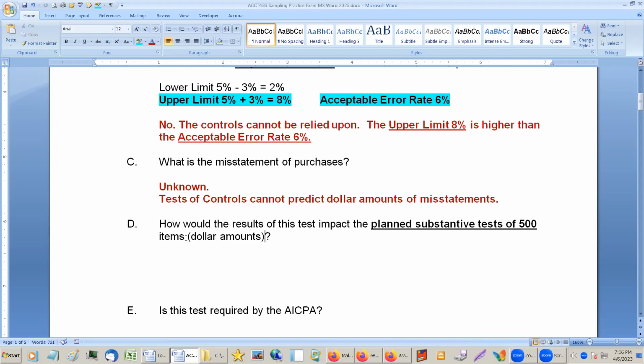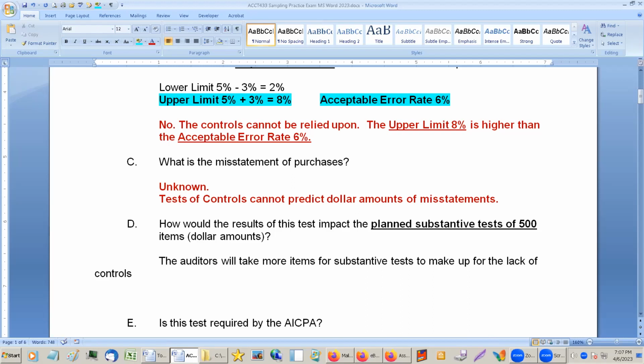Oh, come on, flip a coin. More or less? More. Yes. Yeah, so we will take more items for substantive tests to make up for the lack of controls. You do test of controls because hopefully it'll reduce the number of substantive items you get. You only do it if it's more efficient. So the other will take more items to make up for the lack of controls.